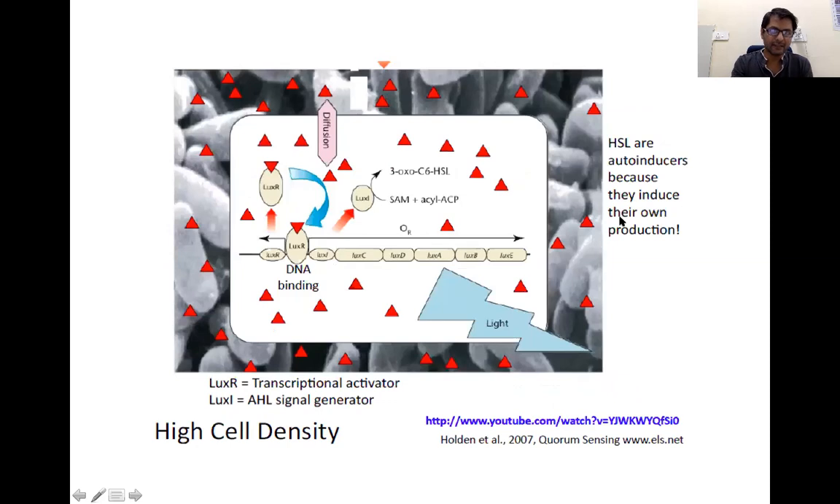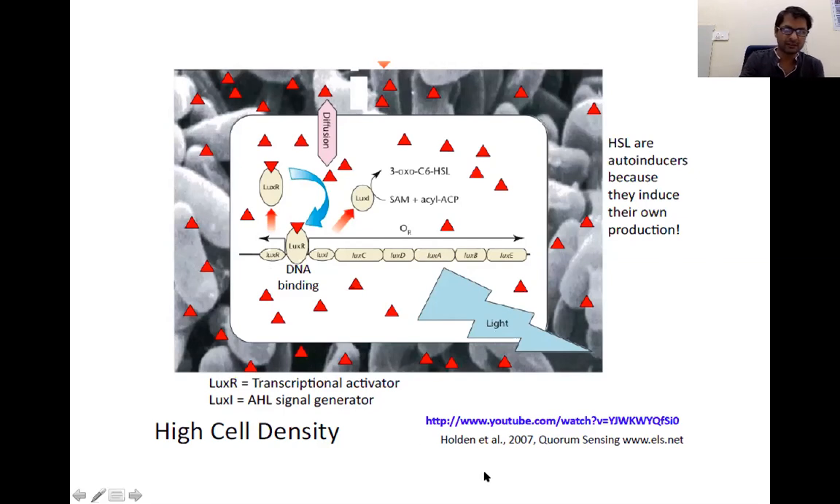And when there is a high cell density, you can see in the background, this autoinducer is everywhere, and it is detected by LuxR. As soon as it attaches to LuxR, the expression of this lux operon takes place so that the light is produced. So this is the whole system which is taking place in Vibrio fischeri.